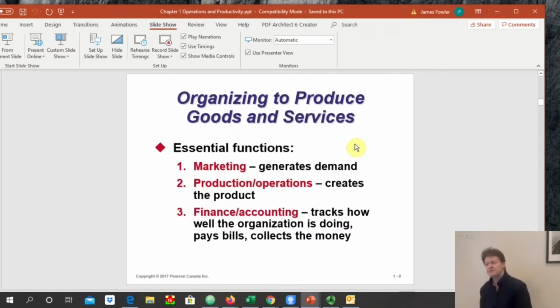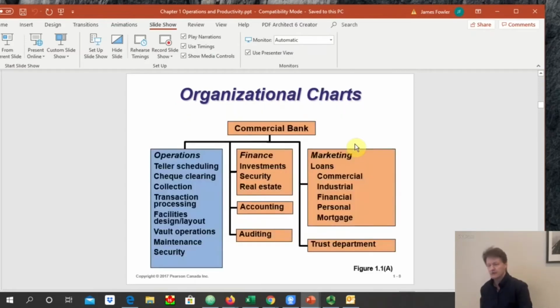Some of the essential functions within an organization are marketing, of course, which generates demand, sales, prices, forecasts. Two is production and operations, which creates the product. And accounting and finance, which tracks how the organization is doing, all the inflows and outflows of money and funds within the organization, who owes a company money, and who the company owes money to, is all tracked through there. Also missing from that list is human resources, another important function within any organization.